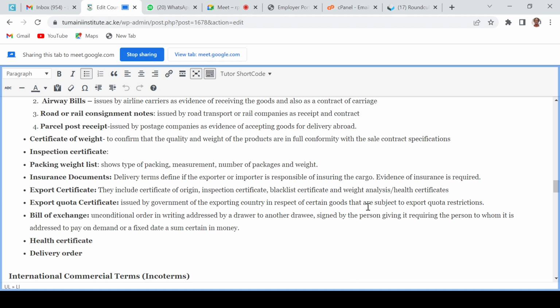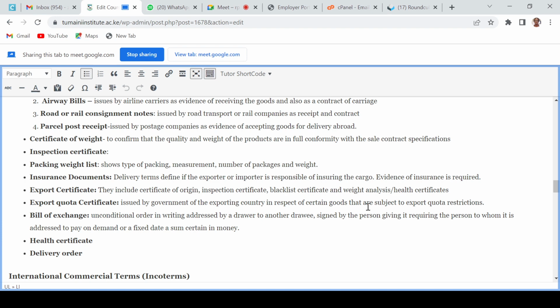So we normally talk about quota. Like when we are talking about exports, there is what a country has agreed that they will buy from your country. So they have to keep record on items that have been purchased by that country or customers in that country. So for purpose of ensuring the quota is not exceeded or to ensure that the quota has been achieved. So there is the export quota certificate, which is normally issued by government of the exporting country in respect of certain goods that have restrictions as far as exporting is concerned.